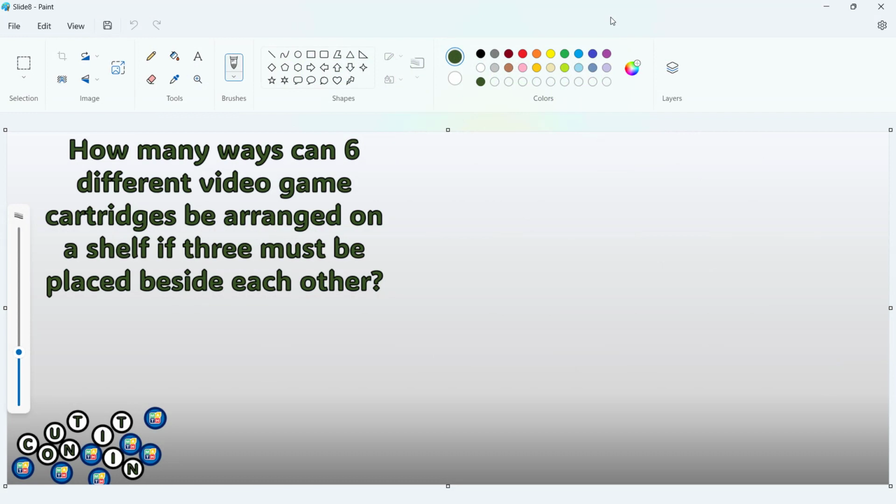How many ways can 6 different video game cartridges be arranged on a shelf if 3 must be placed beside each other? That would mean strictly there are 3 different cartridges that should be placed beside each other. Now, to answer this kind of problem, we're going to use the concept of the fundamental counting principle that may lead to later factorial notation concepts.